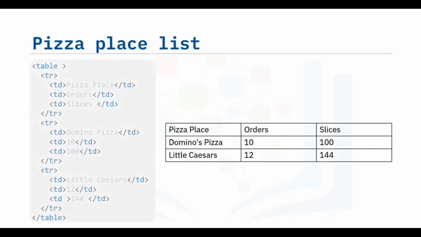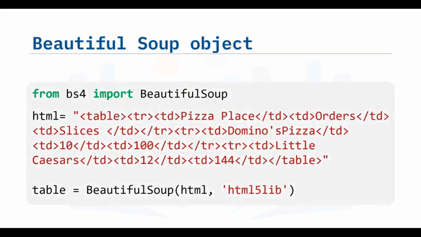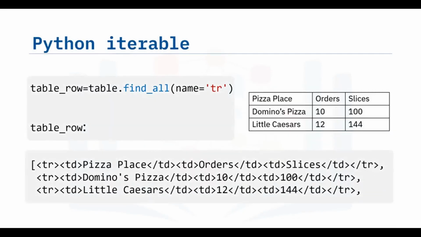And consider the list of pizza places. Like before, create a Beautiful Soup object, but this time name it table. The find_all method looks through a tag's descendants and retrieves all descendants that match your filters. Apply it to the table with the tag tr.